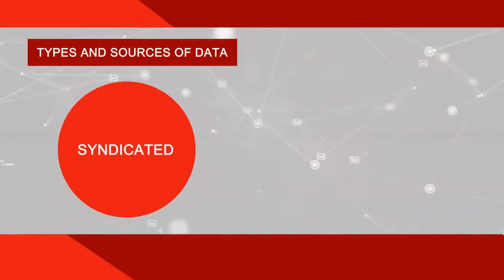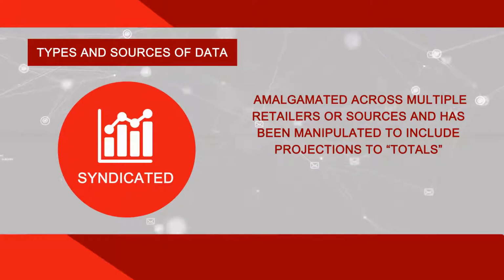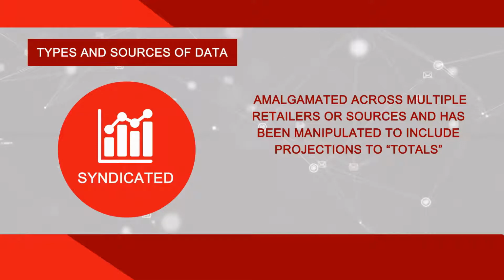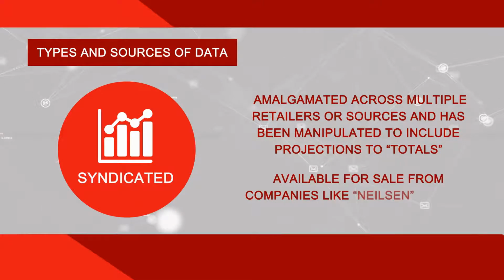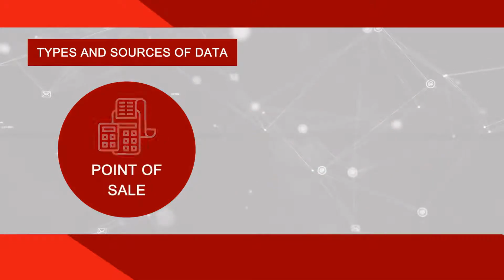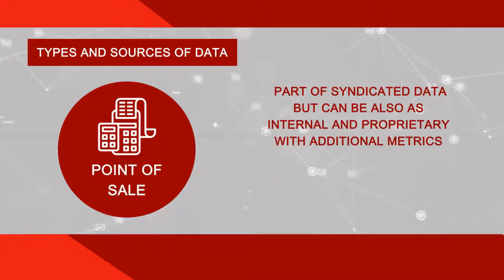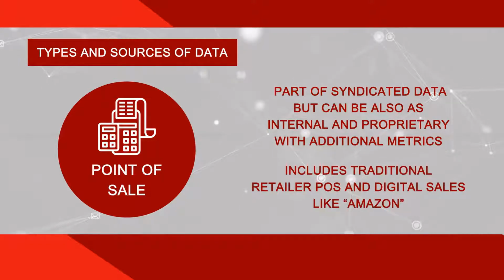We're going to explore syndicated data, which means that it is amalgamated across multiple retailers or sources and has been manipulated to include projections to totals and is available for sale from companies like Nielsen and IRI. Point-of-sale data is part of syndicated data, but can also be presented as internal and proprietary with additional metrics. This includes traditional retailer POS, but also digital sales like Amazon.